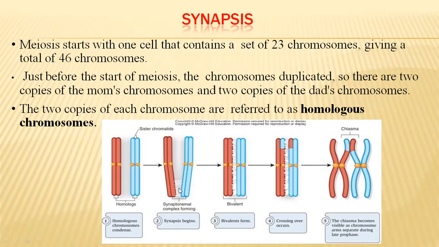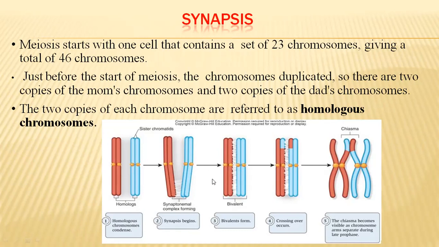Usually this synapsis will occur in a zip-like manner. The two chromosomes of the same pair start coming together at the ends, and in a zip-like manner the remaining parts also come close together. In some cases, the synapsis may take place in the middle region of the chromosomes, and then the zip-like process will continue in both directions to bring them together.